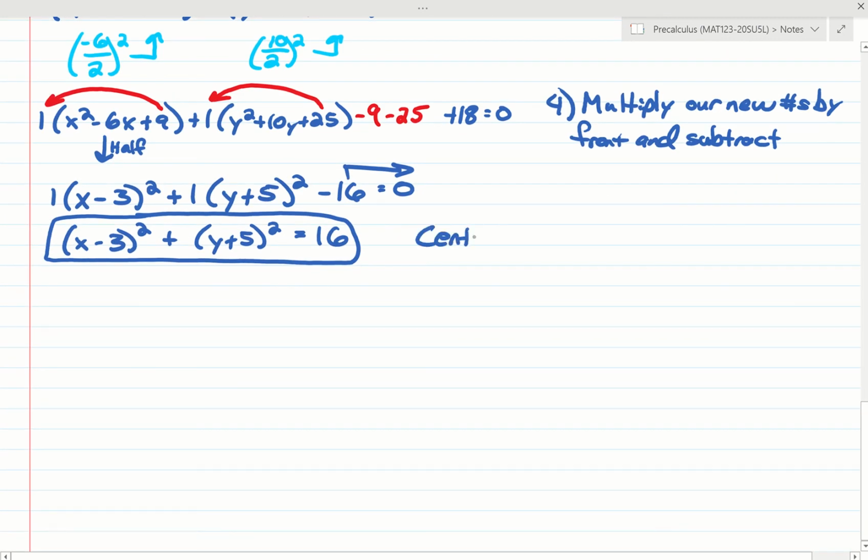Now the center, we weren't asked for this, but why not? The center would be 3, negative 5. Remember I told you we could just take the opposites. So it says minus 3, so use 3, plus 5, we'll use negative 5. And our radius, well, if the radius squared is 16, that means that the radius would just be 4 units.